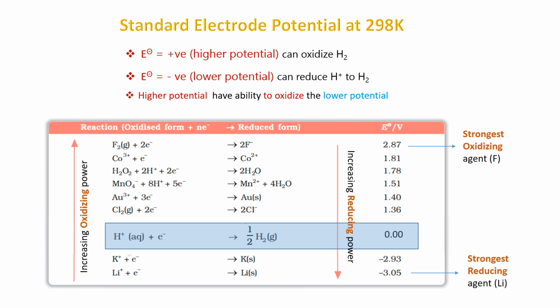Remember that if the E0 values are higher, then the metal or atom has oxidizing power. And if the E0 values are lower, then the atom or metal has reducing power.